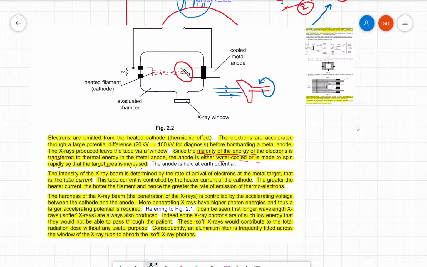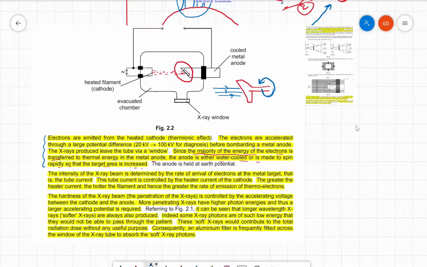It's not going to be the same area always and always. The area will be changed every time, or the spot where electrons are hitting will be changed every time, due to the continuous spinning of the target. So that's what we mean. This is how we solve the problem of heating.